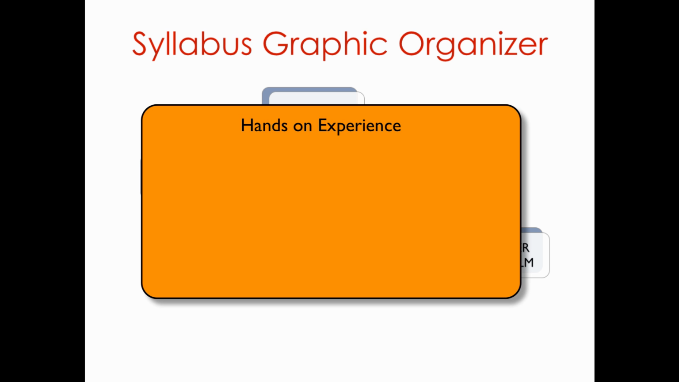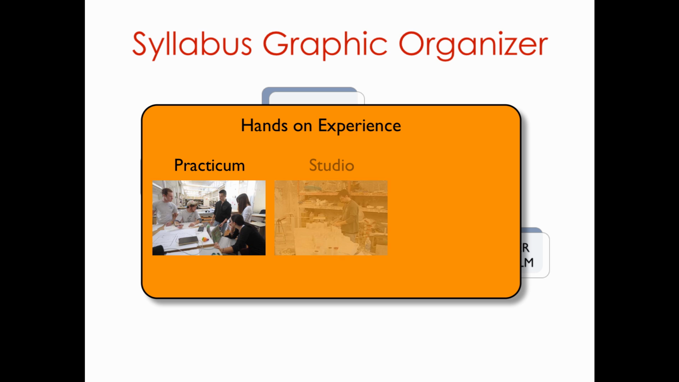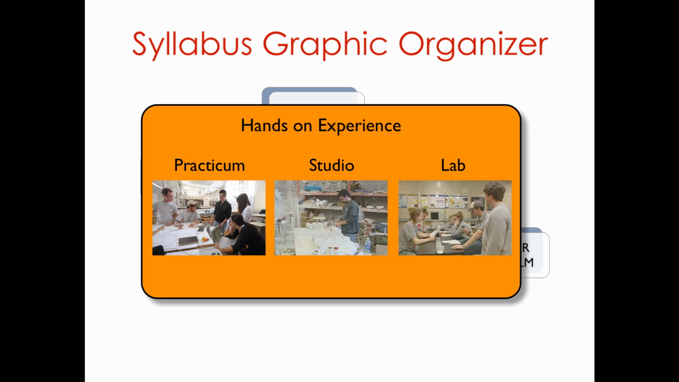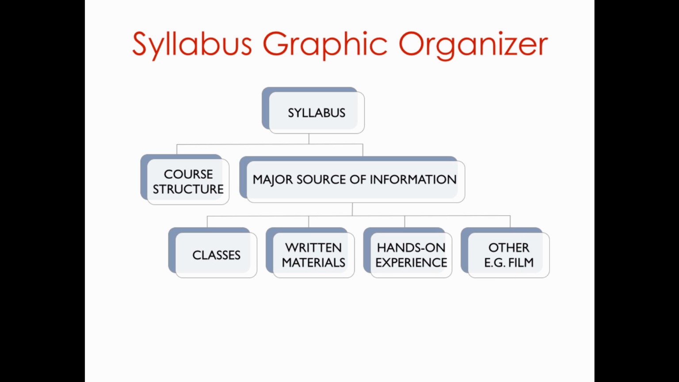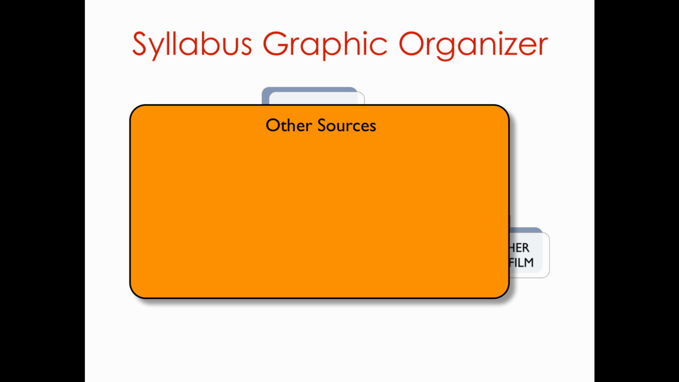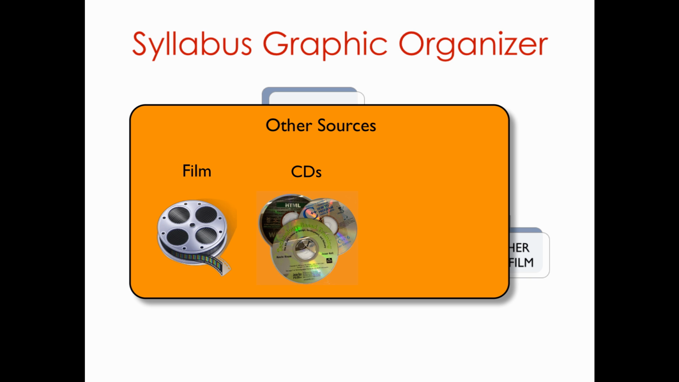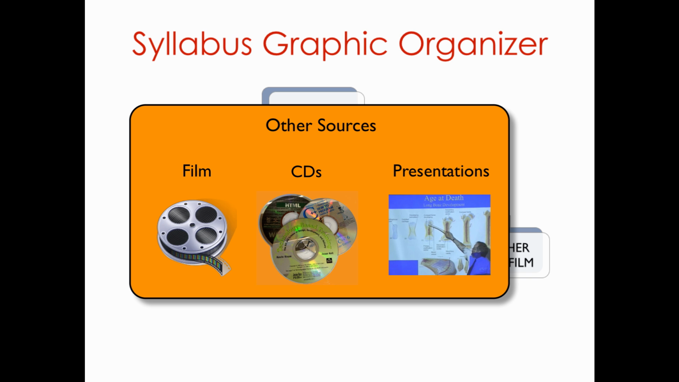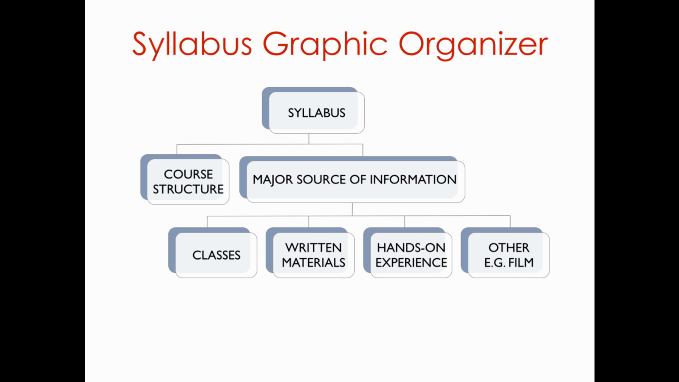Some classes have hands-on experience like a practicum or studio, lab, or performance. Those are the major sources of information for assessment in those courses. Additional kinds of sources, such as the film, CD-ROM, or viewing presentations can also be major sources in a course.